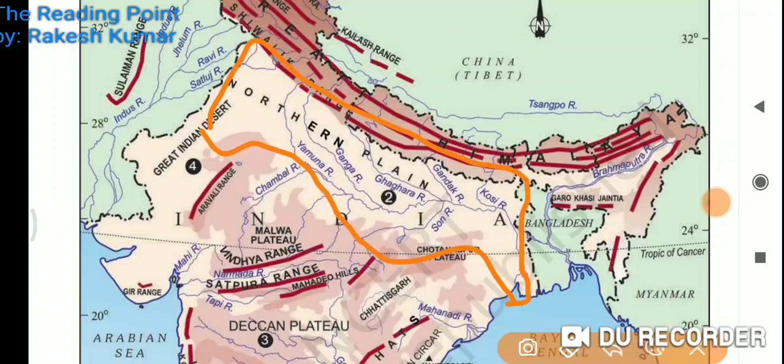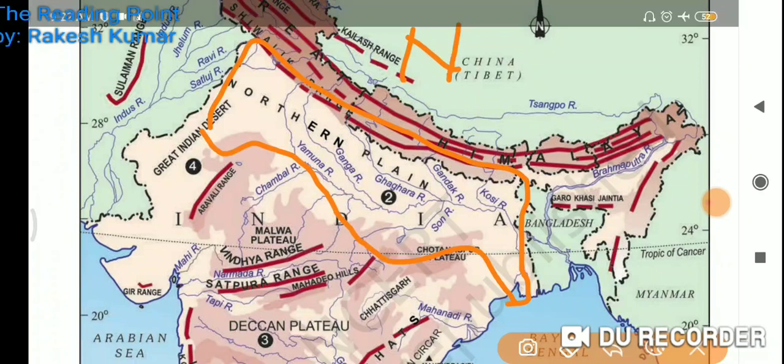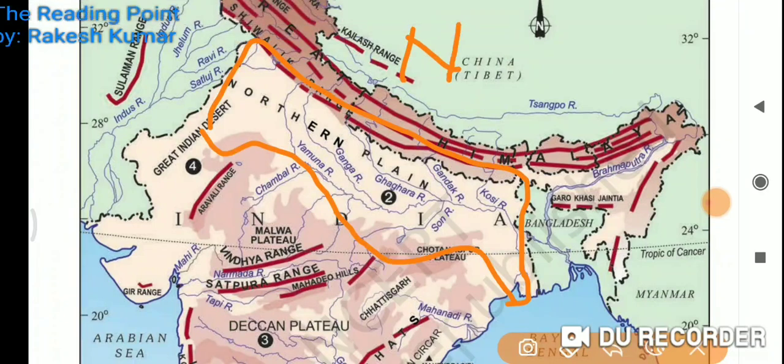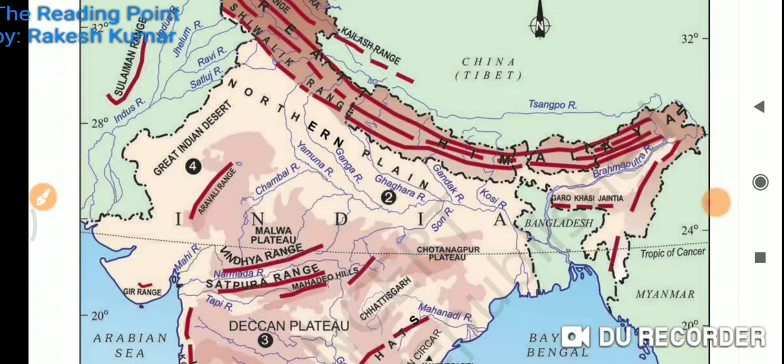The northern plains occupy the greater part of northern India, that's why it is known as the northern plains. It lies toward the south of the northern mountains. It is also known as the Ganga Brahmaputra plain. Why? Because you can see this is the flow of the Ganga and its tributaries, and here the Brahmaputra came into India. So the plain is made up of the Ganga and Brahmaputra rivers. That is why it is known as the Ganga Brahmaputra plain.